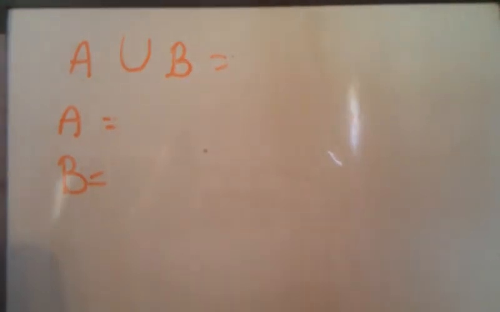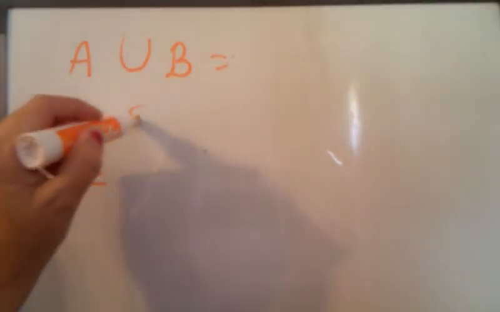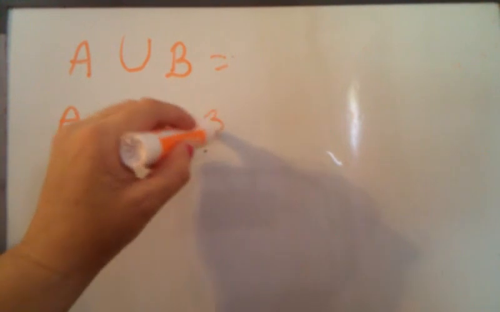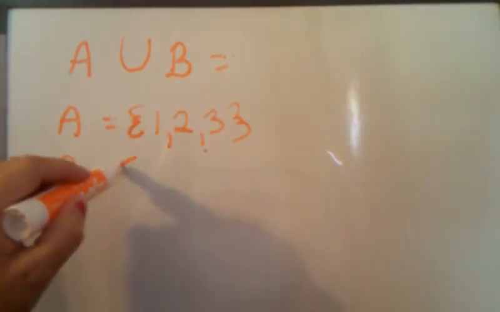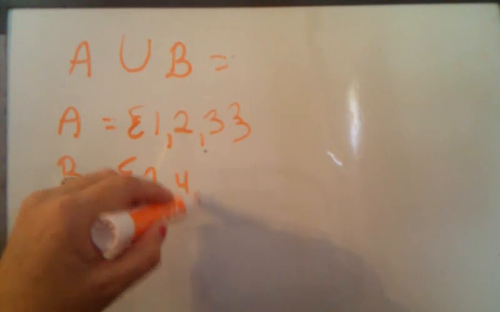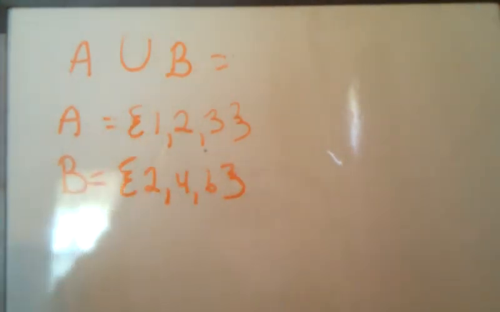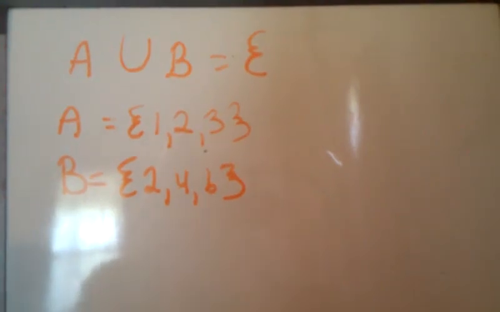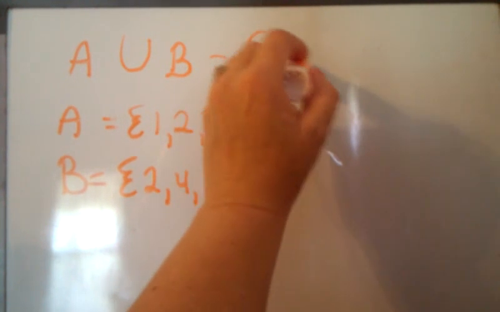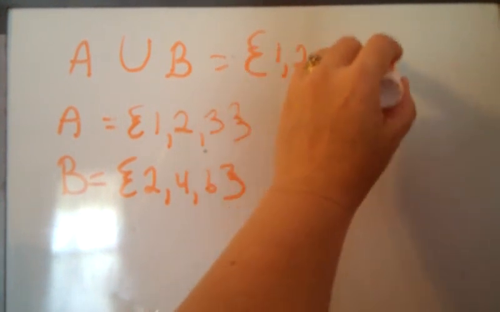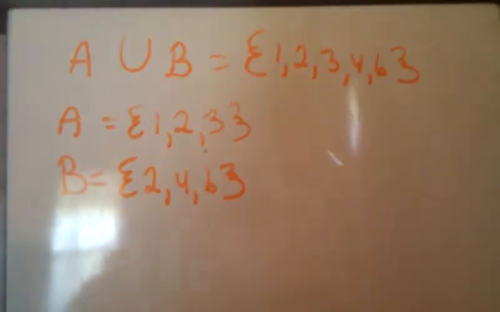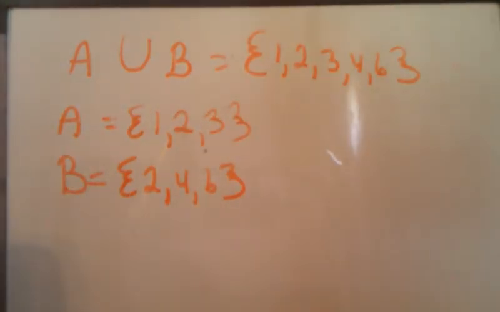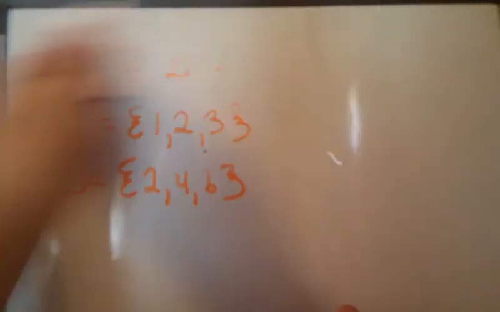What if set A were 1, 2, and 3, and set B were 2, 4, and 6? What would A union B be? Did you say 1, 2, 3, 4, and 6? If you did, you were correct, because you list all the elements in both sets.